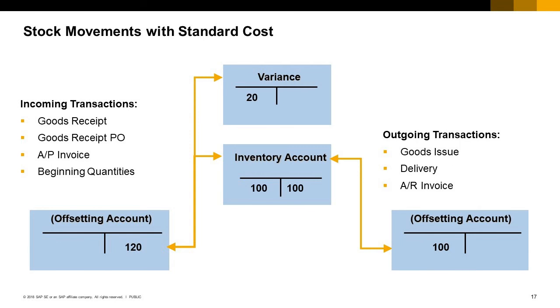No matter what the actual cost of the item was initially, the unit value of item in the inventory account is always equal to the standard cost. In this case, the unit cost of 100. Therefore, when the item is issued out of the warehouse, on a goods issue, delivery, or AR invoice, the cost of goods sold for each unit will always be the same as the standard cost, in this example 100.